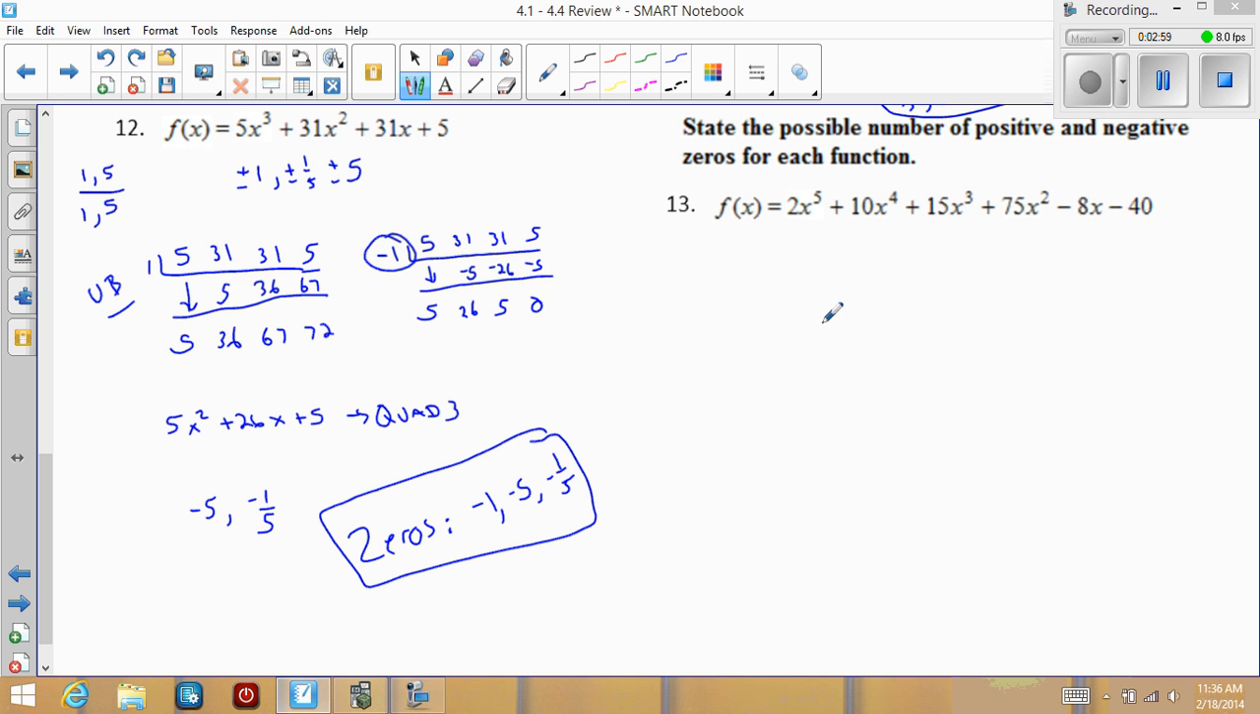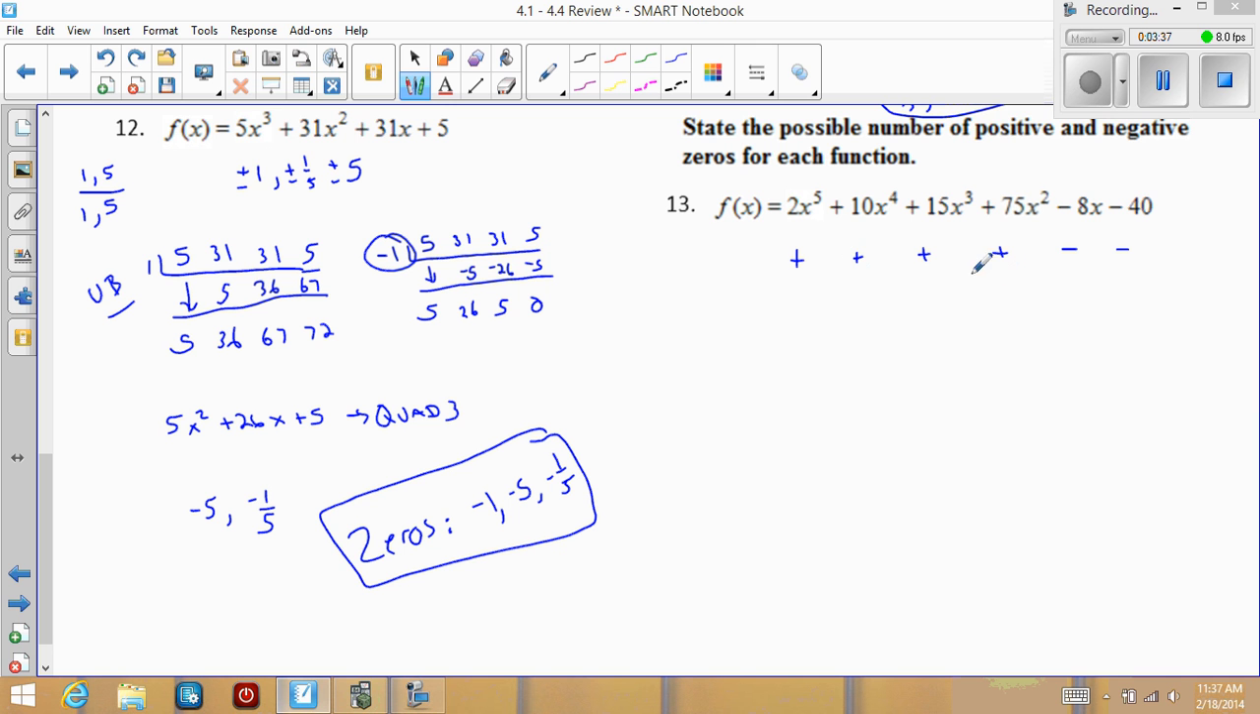All right, let's look at number 13. Number 13 says, state the possible number of positive and negative zeros for each function. This is where we take the f of x, the original function, and we look at our sign value. So the first term is positive. The second one is positive because it's got a plus out in front. The third one is also positive. The fourth one is positive. This next one is negative because it's minus 8x and minus 40, so negative.